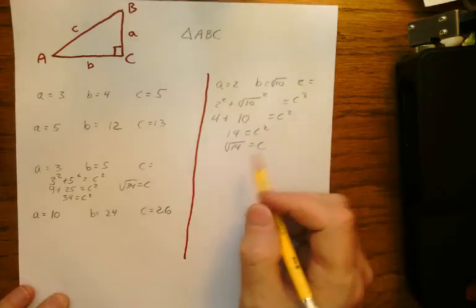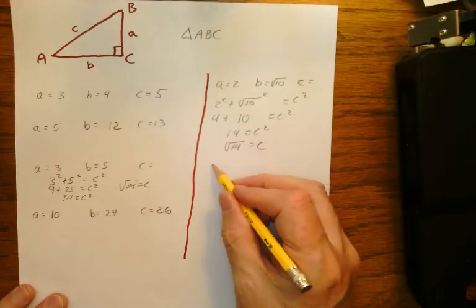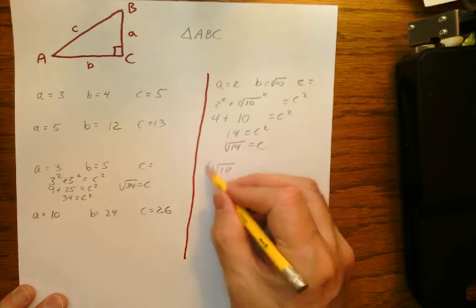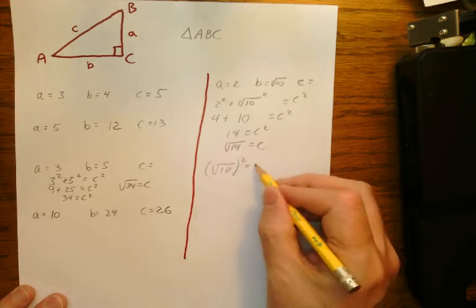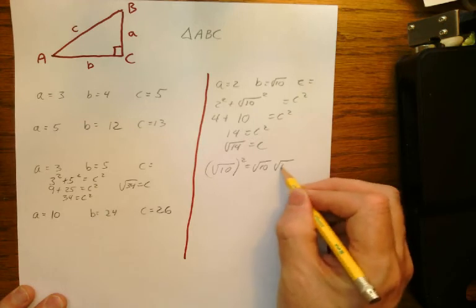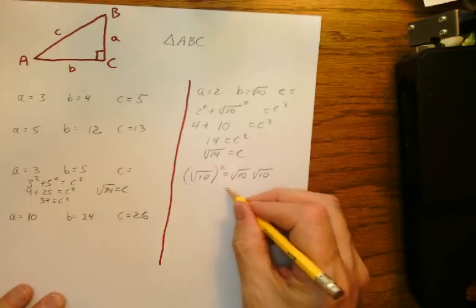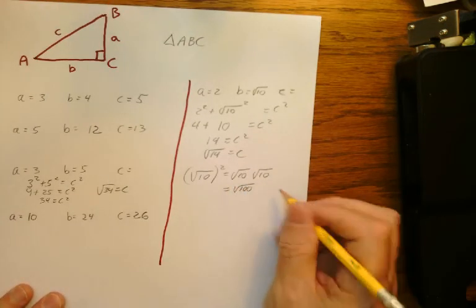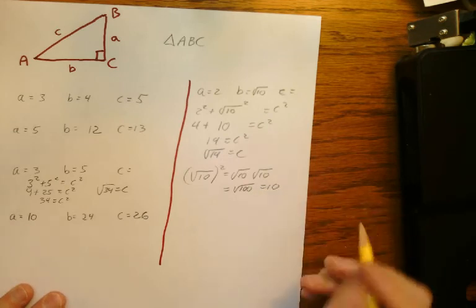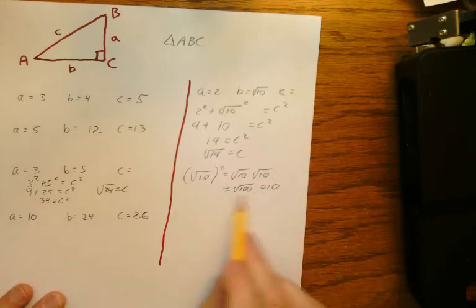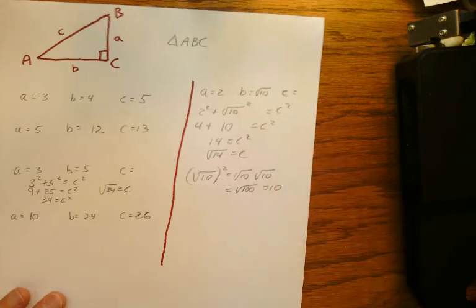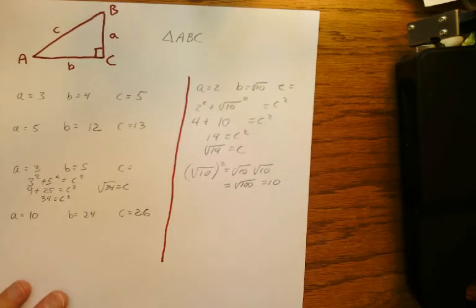Okay? I'll just show you a little bit of the work on how that happens. If you do square root of 10 and you square it, that means square root of 10 times square root of 10, and that means square root of 100, and well, we know that is 10. I mean, you can go through all those steps if you want, but just realize that squaring and square rooting are opposite operations. They kind of cancel out, and you just get 10.